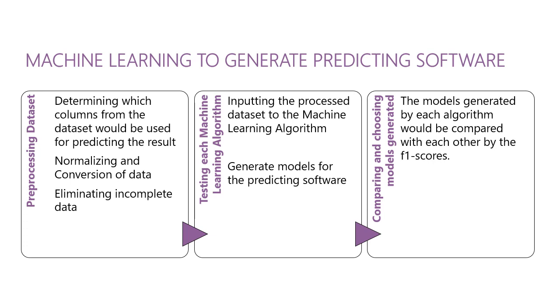Next, after the data has been pre-processed, it is used for testing and training the machine learning algorithms. The training part is to generate the model, and the testing part is to assess the performance of the model. The models generated by each algorithm are compared with each other by the F1 scores, and if needed, the parameters are tuned, and once tuned, there is another round of testing and training.